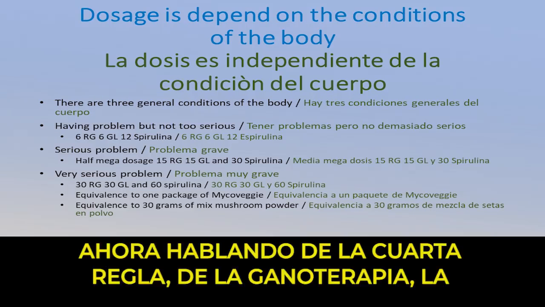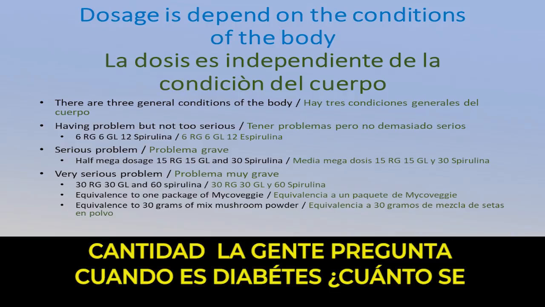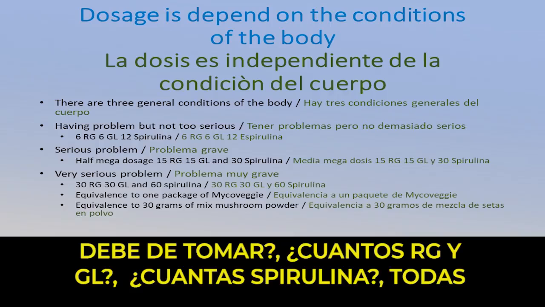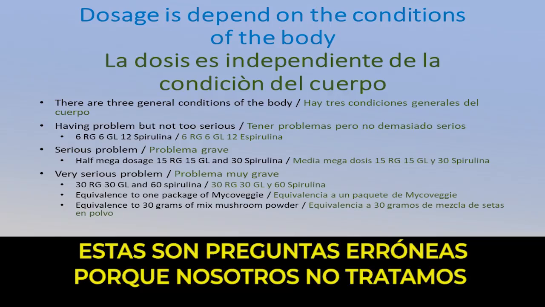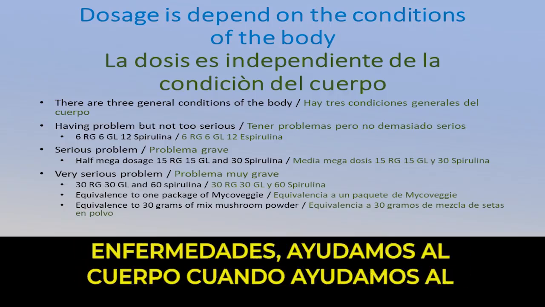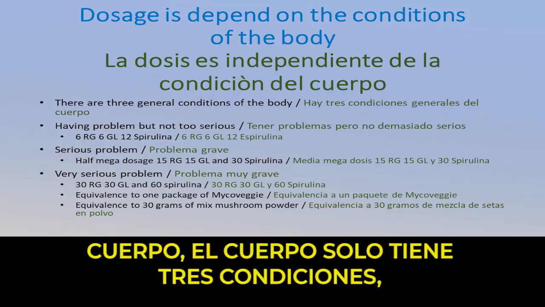Now we come to the fourth law of this Ganoterapia, the dosage. Many people keep on asking us, okay, when this diabetes, how many dosage should we take? How many Rg, how many Gl, how many spirulina? All these are wrong questions, because we do not treat disease. We treat the body. So when we treat the body, there are only 3 conditions.